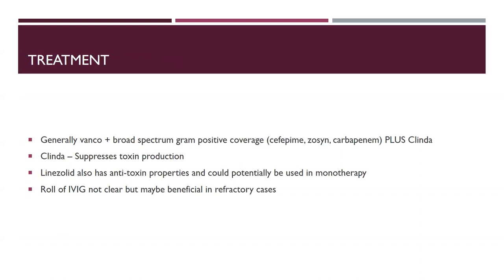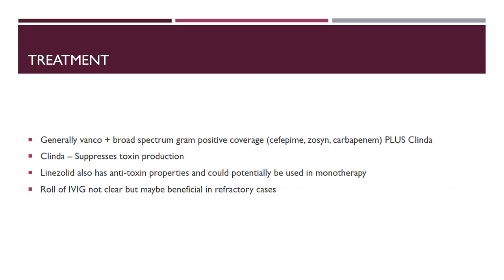Treatment, so start big until you get that bug's identity. This typically includes vanco and a broad-spectrum gram-positive coverage, either cefepime, Zosyn, or a carbapenem, plus clindamycin. Clinda will come up a couple of times in this lecture because it helps mediate or inhibit toxin production within the bacteria itself, so that when you then kill the bacteria, there's not a whole bunch of toxins spreading out into the system. Interestingly, linezolid also has some antitoxin properties and in some cases can be used as monotherapy.